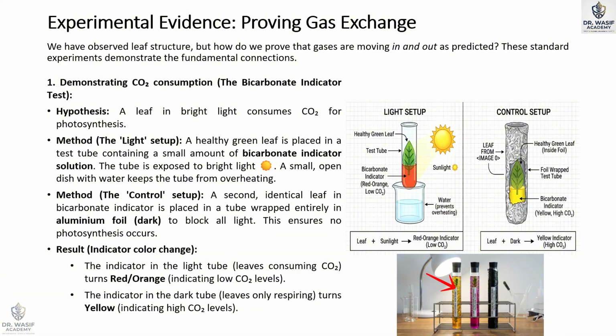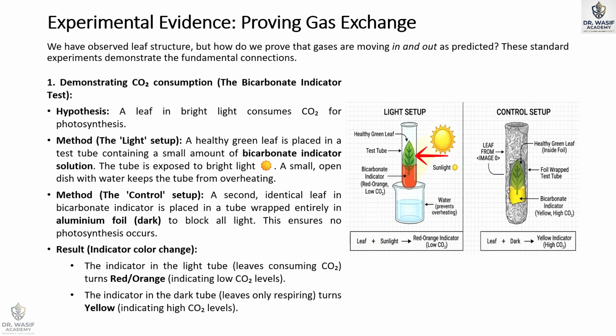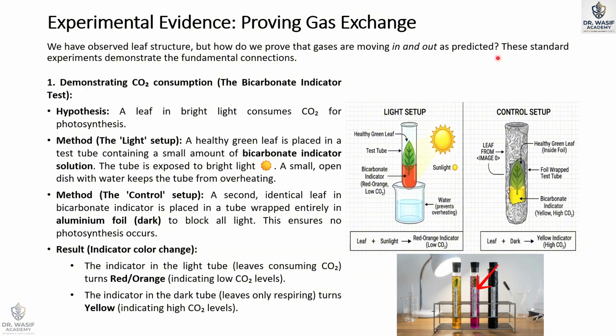Now let's look at our experiment. In the light setup, we have a healthy leaf in bright light. Here you can see this is the light setup. It is photosynthesizing faster than it respires, so it is taking in carbon dioxide from the air in the tube. As the carbon dioxide concentration falls, the indicator shifts from red to purple.